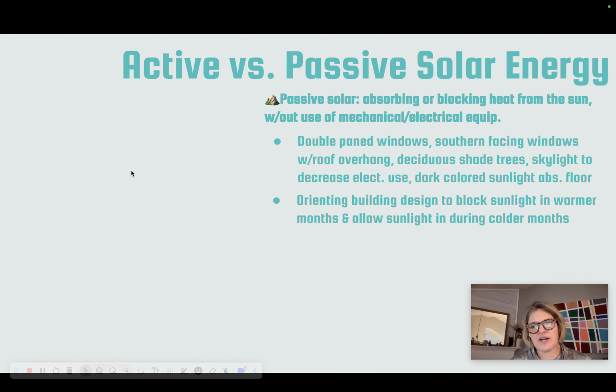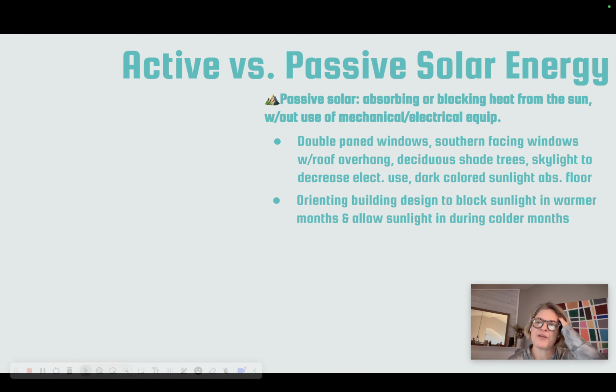And so passive solar energy sounds just like the term would make you assume, it's just energy that is absorbed or blocked, actually, from the sun. So you're either absorbing heat or you're blocking the heat. And when I say heat, you're blocking the light energy.